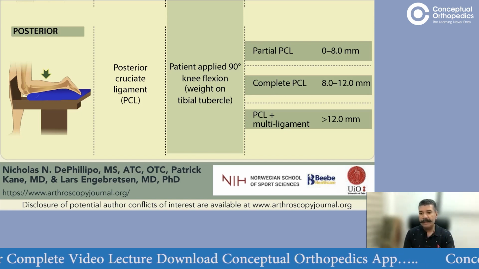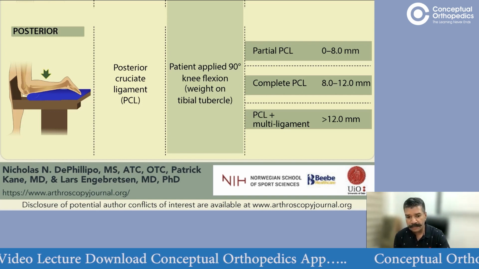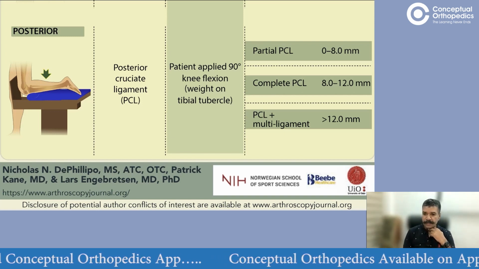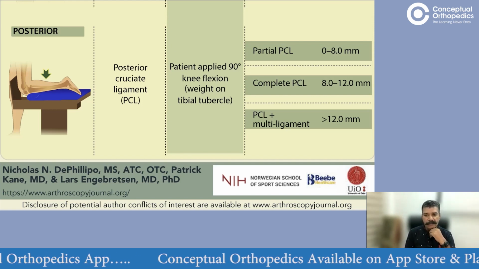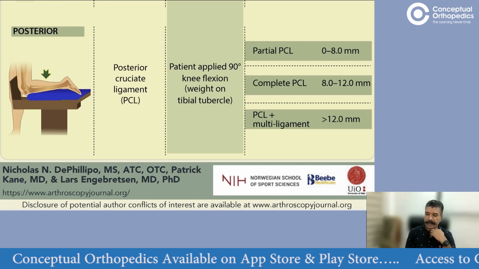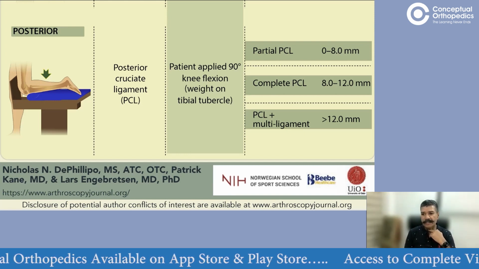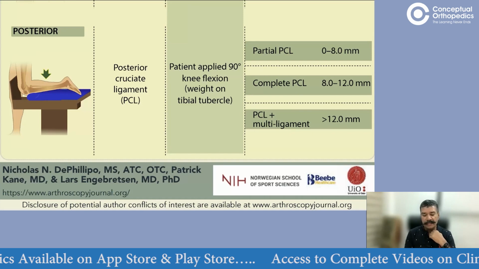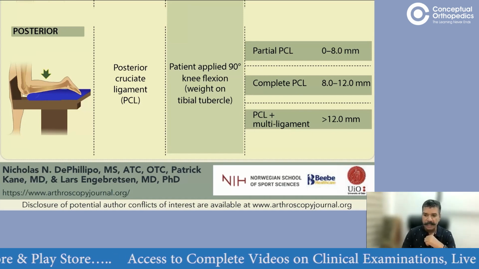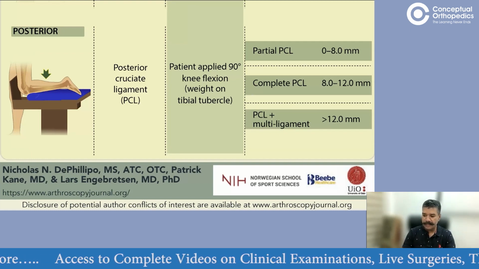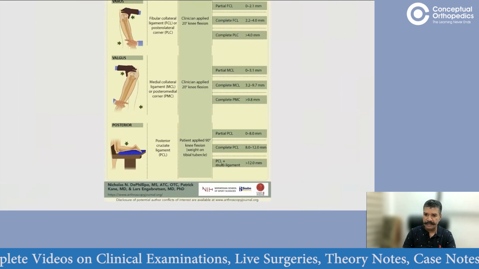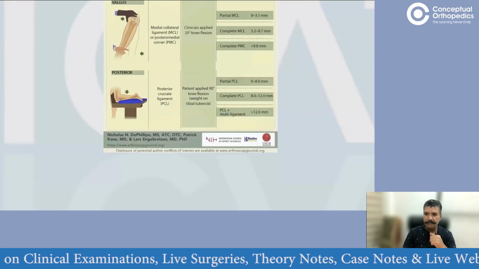The published figures, and all these figures are the research work of one single person, Dr. Rob LaPrade. In his elegant cadaveric studies, he has shown that a partial PCL injury will have a side-to-side difference of 8 millimeters, a complete PCL between 8 to 12, and in a multi-ligament injury scenario, it is more than 12 millimeters. So these figures must be memorized, and this infographic must be made use of. It is published in the Arthroscopy Journal, and you can all download it from there.